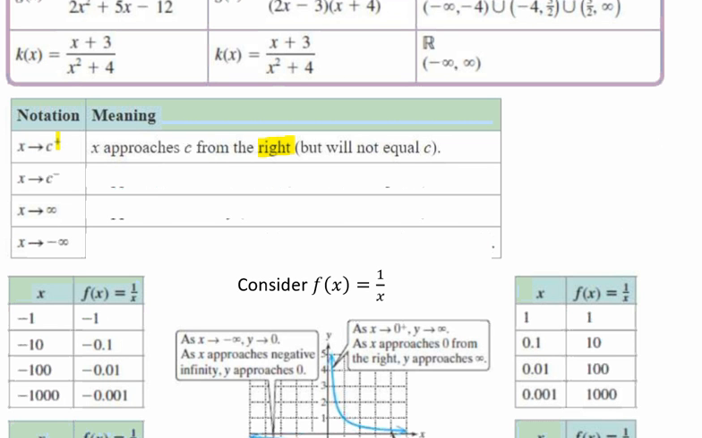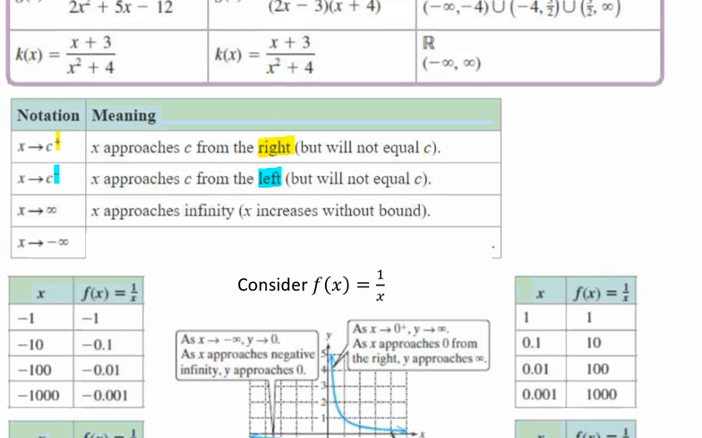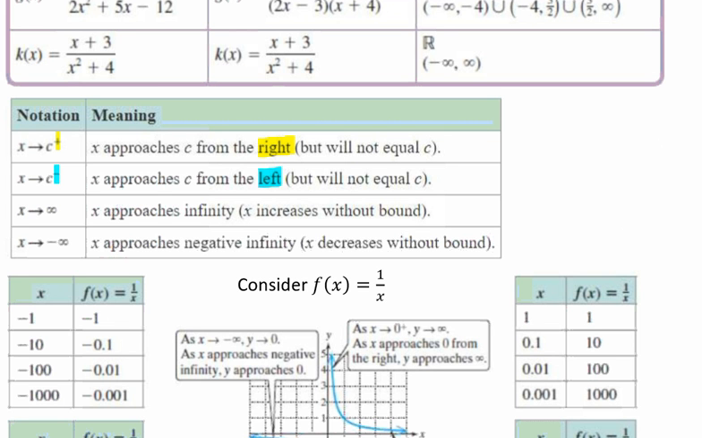If we see something that says c to the negative, then that most likely means that x is going to approach c from the left-hand side. But notice that it will not actually equal c. And we have x approaches infinity, which means that x will increase without bound. And x approaches negative infinity, which means that x will decrease without bound.